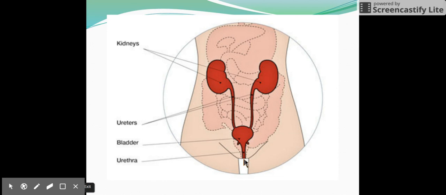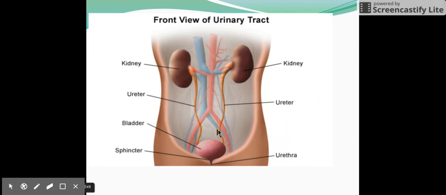The urethra is the tube leading from the bladder that evacuates the urine. The kidneys act as a filtration system. The ureters take the filtrate from the kidneys down to the bladder. So I want to talk a little bit more about this on this slide because you can actually see the renal vein and the renal artery. The tube here in blue is the renal vein, and then the renal artery is here in red.